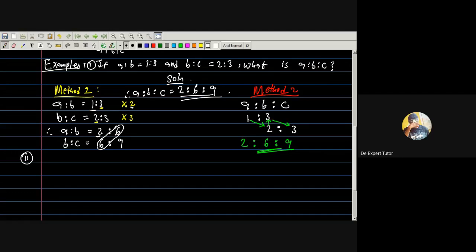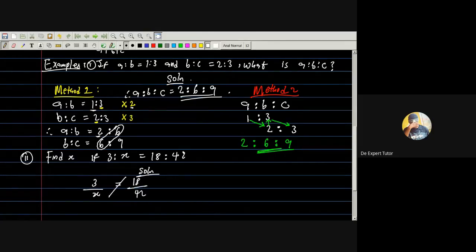Question 2. They ask you to find x if 3 ratio x is equal to 18 ratio 42. Now pay attention to this one. This is to remind you of the idea that whenever you see ratio, you can write it as division. So 3 ratio x is the same as 3 divided by x equal to 18 divided by 42.